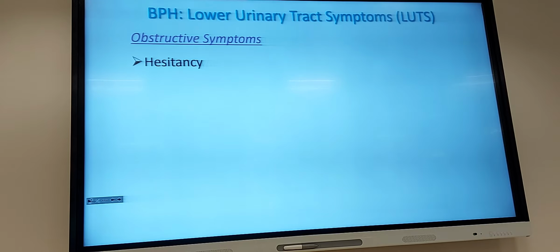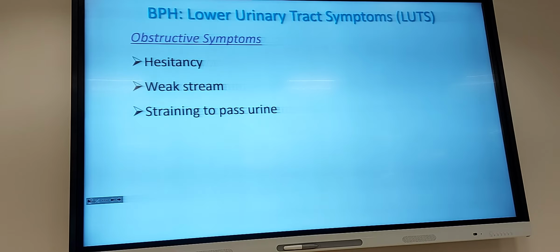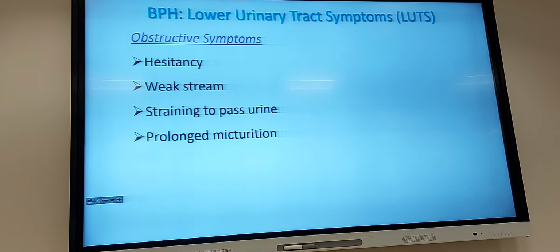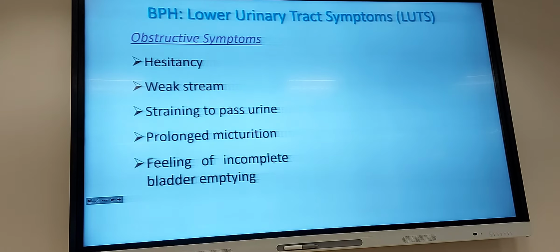So you have obstructive symptoms, which include hesitancy, hesitation or difficulty in initiating the urine. And once they initiate, the urinary flow is very poor, a weak stream. And then they have to strain a lot to pass the urine. That also prolongs the micturition process, so that takes longer. And obviously, they are not able to empty the full bladder, so there's always post-void residual volume left in the urinary bladder. And that gives them a feeling of incomplete voiding.